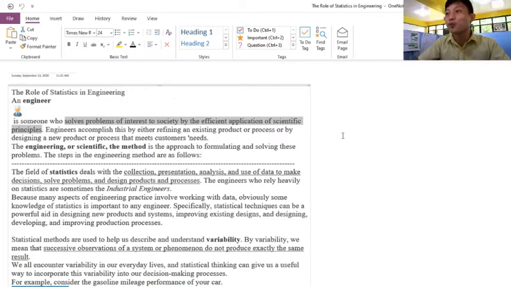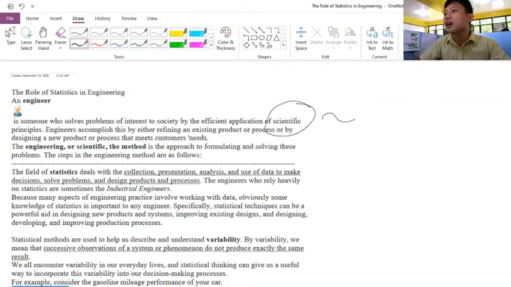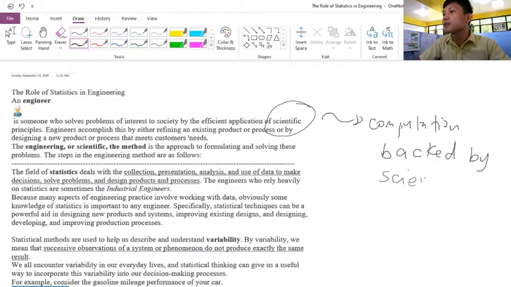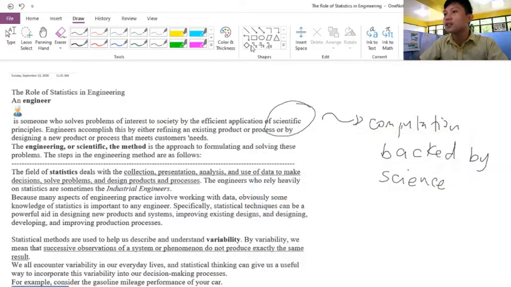Kapag sinabi natin scientific principles, may kasama itong computation, backed by science. Kaya nga scientific principles ang tawag.